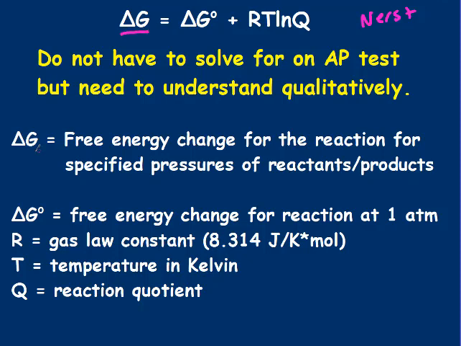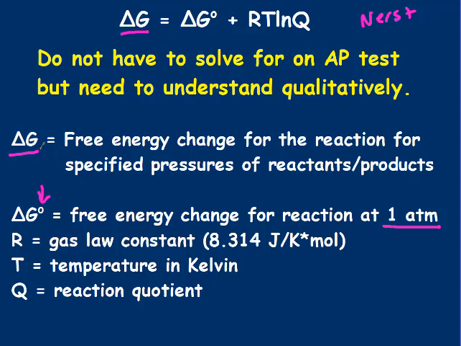We have delta G. Notice there's no little naught on it, naught being that O. So delta G without that naught means that it occurs at whatever specified pressures for reactants and products, while delta G naught has to be at 1 atm. When we're using our delta G's of formation or solving for delta G using Hess's law, that's always going to be delta G naught. To get delta G when you're not at standard pressure, that's when we have to use this equation to solve for delta G.